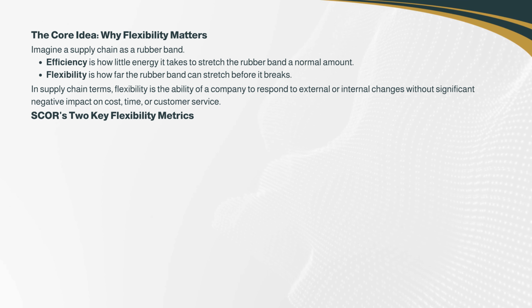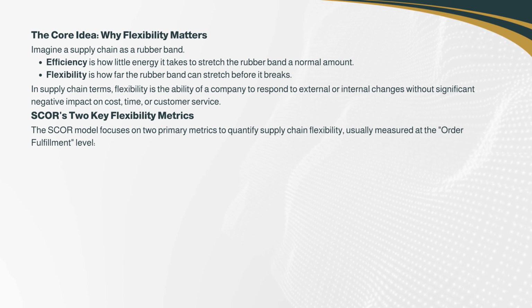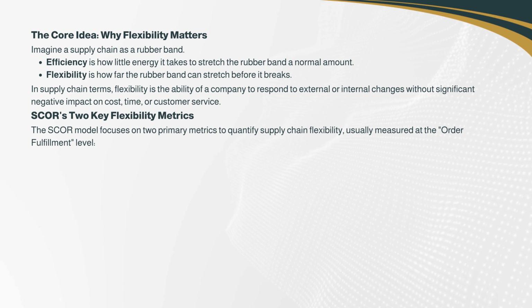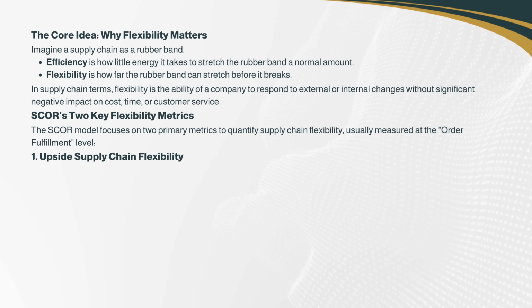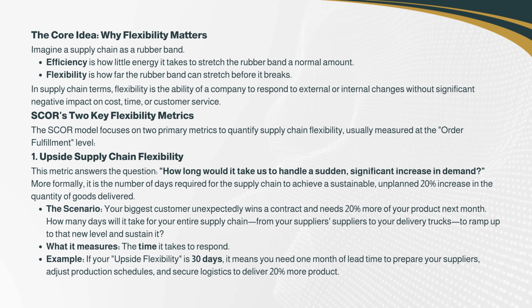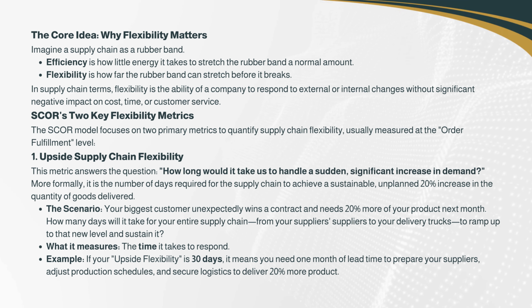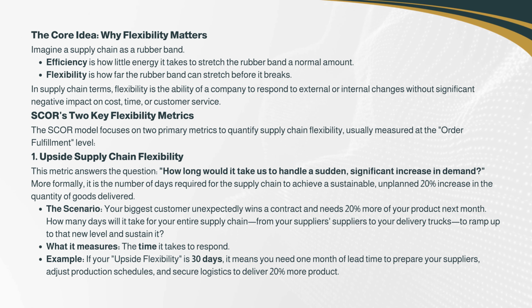SCOR's 2 key flexibility metrics. The SCOR model focuses on 2 primary metrics to quantify supply chain flexibility, usually measured at the order fulfillment level. 1. Upside supply chain flexibility. This metric answers the question: how long would it take us to handle a sudden, significant increase in demand? More formally, it is the number of days required for the supply chain to achieve a sustainable, unplanned 20% increase in the quantity of goods delivered.